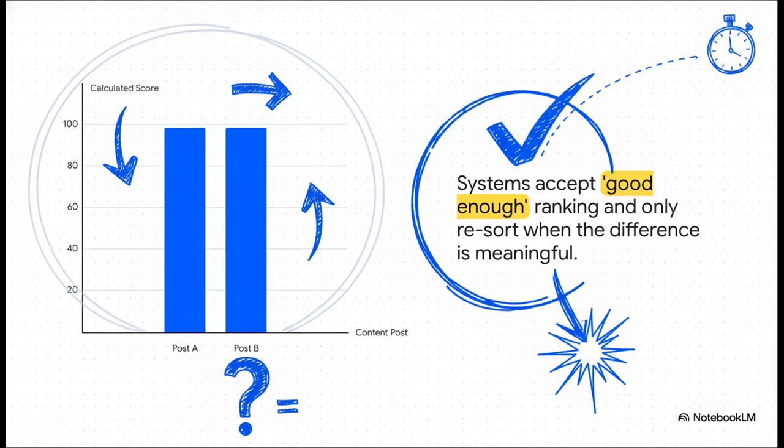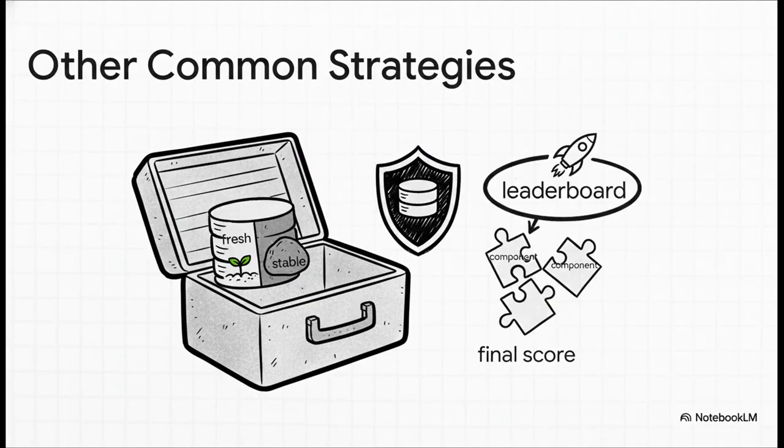So these systems don't waste time chasing mathematical perfection. They settle for a good enough ranking, and they only do that big, expensive resort when the scores get different enough that a human would actually notice the change. And of course, there's a whole toolbox of other architectural tricks they use. Things like splitting data into fresh tables for new stuff and stable tables for old stuff, or using specialized tools like Redis, which are built for exactly this kind of leaderboard problem. The main idea is to keep all this crazy, fast-moving ranking stuff far away from the main database.